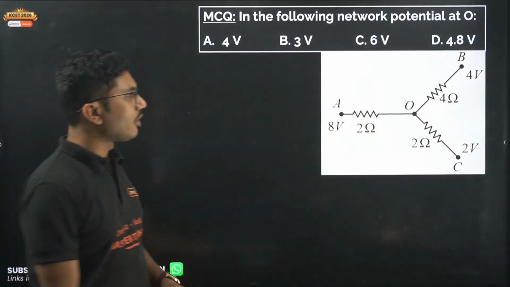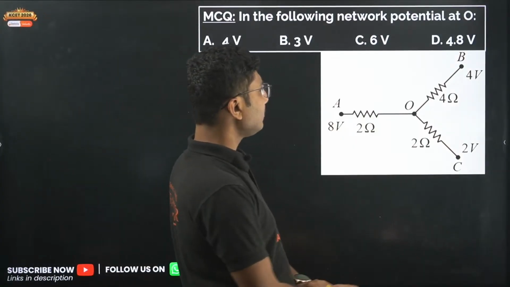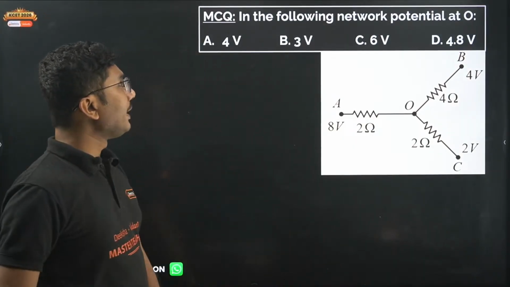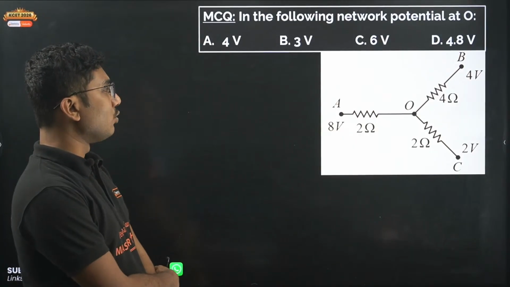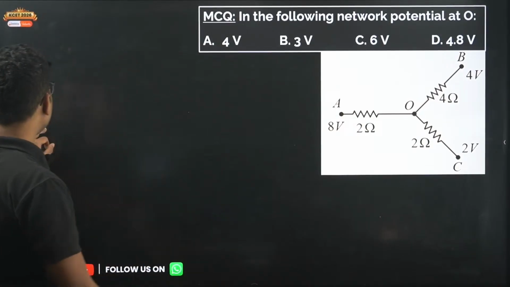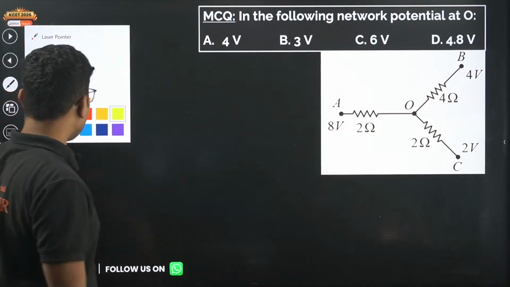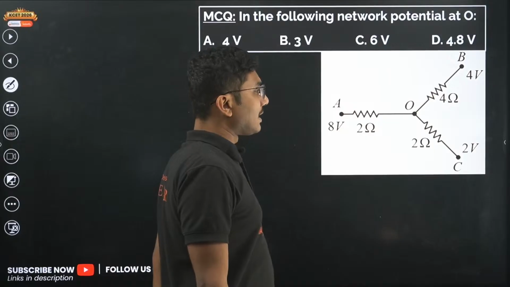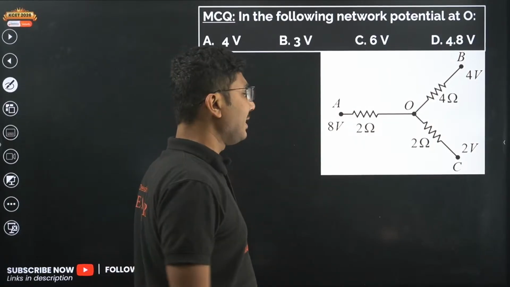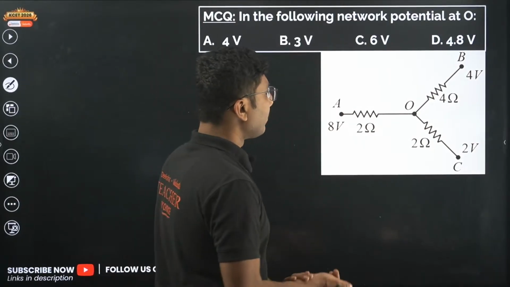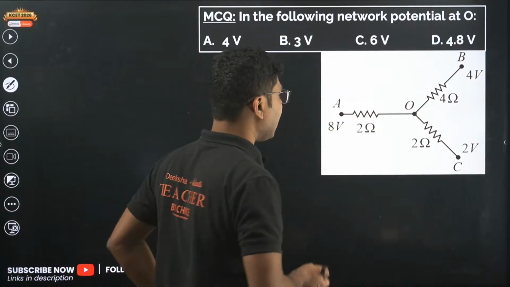Now we will be solving one more question. In the following network, the potential at O is? So here also we will be seeing basically the application of Ohm's law, as well as some concept of current, Kirchhoff's current law. KVL we have not yet come to.